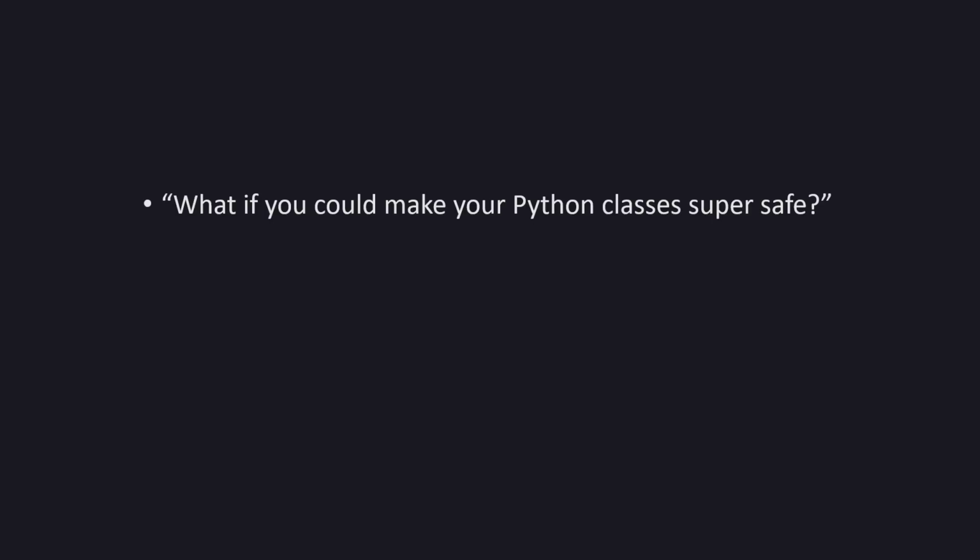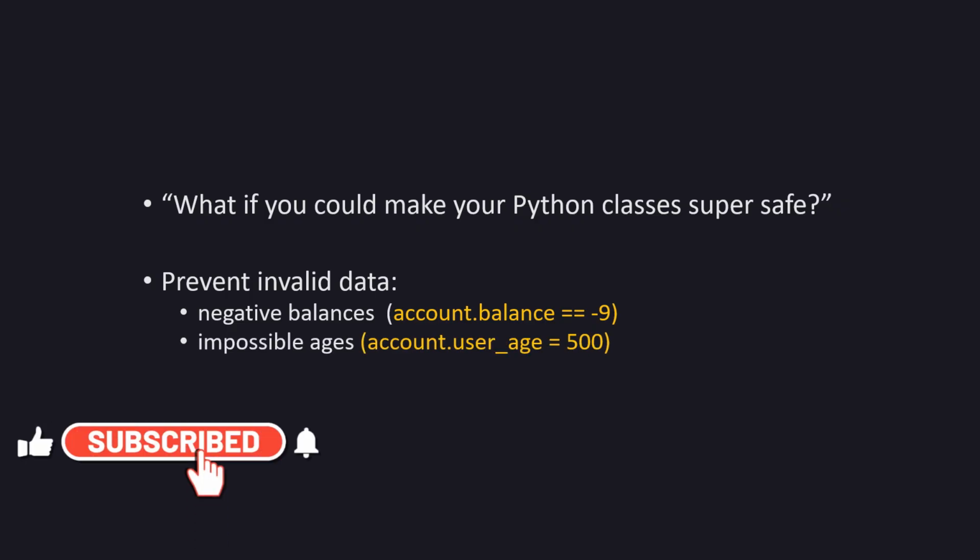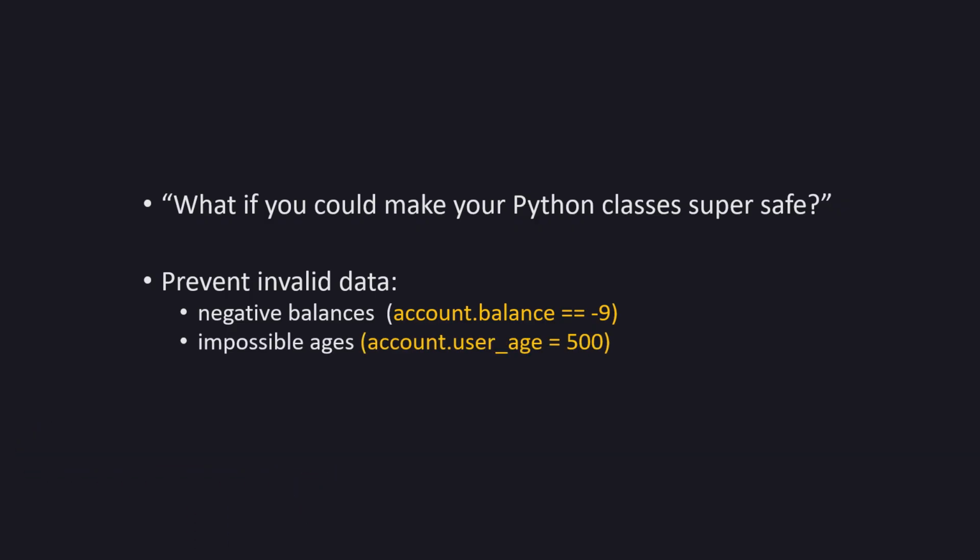What if I told you that you could make your Python classes super safe? That you could stop someone, or even yourself, from accidentally setting a bank account balance to a negative number or a user age to 500. This isn't just about writing lots of check-everywhere code. It's about a powerful, clean and simple Python feature that pro developers use.